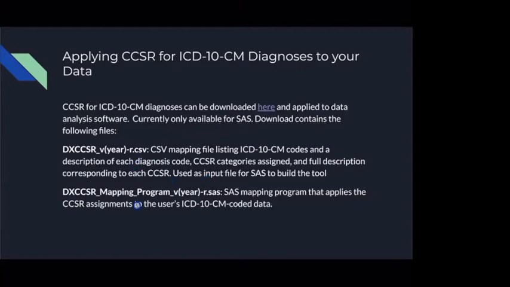And just going over briefly, it comes with 2 files. One is for mapping the codes to categorize them as I described earlier. The other one also uses SAS to actually run the mapping program itself. So these 2 are used in conjunction to allow you to use the tool with your database.